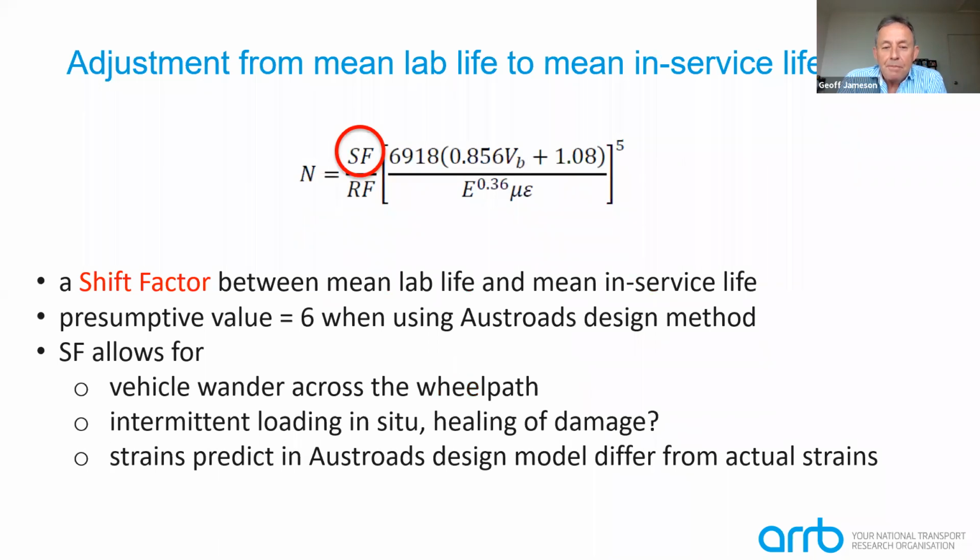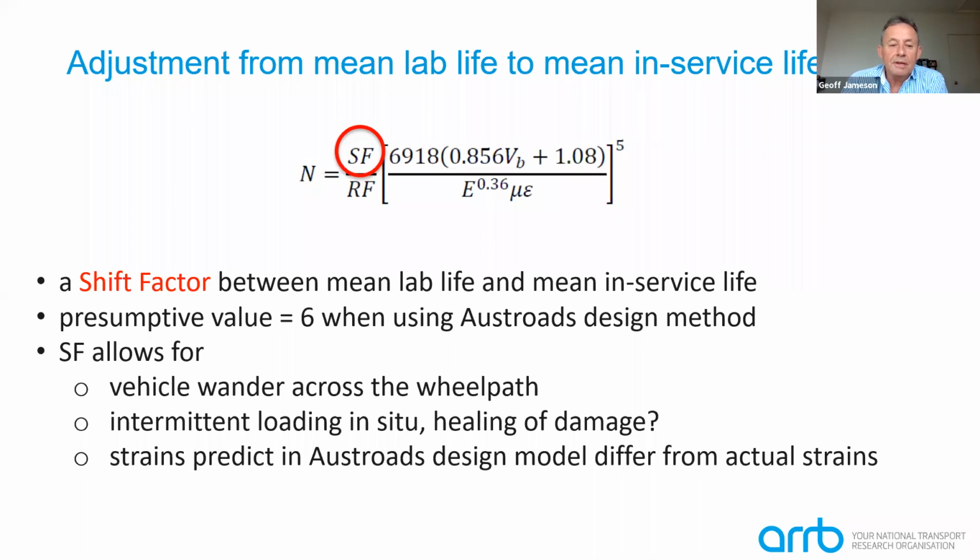So as part of that process, it includes a shift factor to relate the mean life in the lab by this Shell fatigue relationship, and a lab fatigue relationship, to a mean in situ or in-service fatigue life. And that shift factor takes account of things like vehicle wander across the wheel path, intermittent loading of the pavement, and there might be, say, some healing of damage between load pulses. And also, importantly, differences between predicted strains through our design model and actual strains.